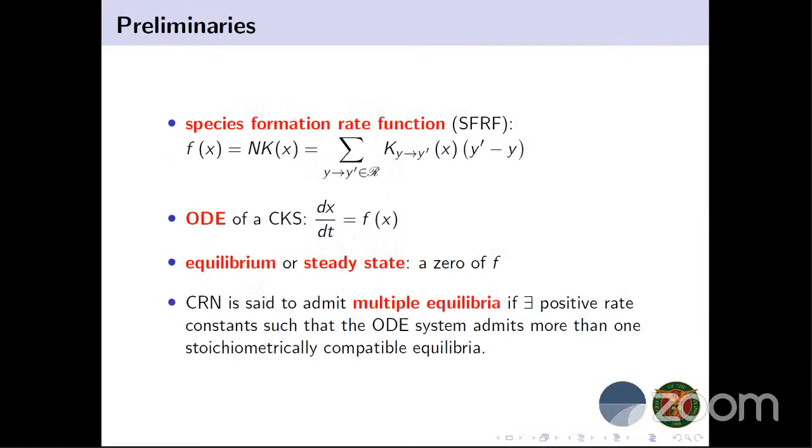Okay, so we have a set of terms again. The species formation rate function, or SFRF, is f of x, which is equal to N times k of x.